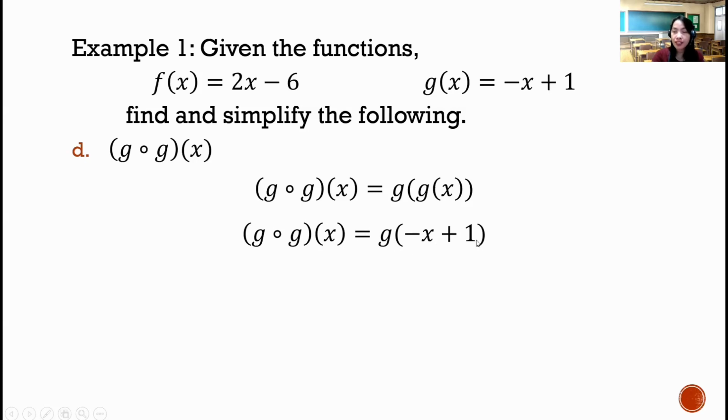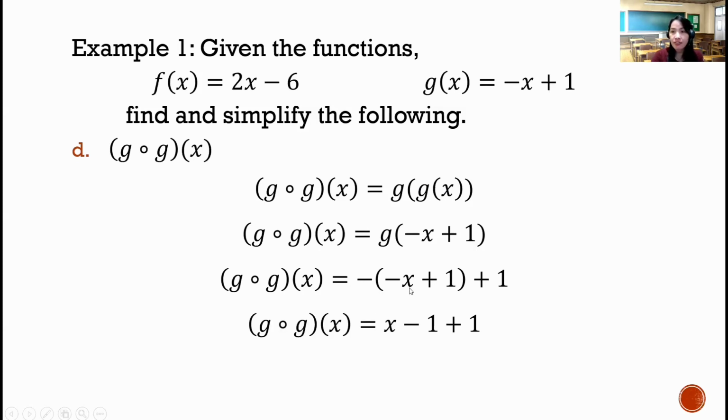So same process, all you have to do is to replace all the x variables with the given value of g of x, which is negative x plus 1. So that is negative times the quantity negative x plus 1 plus 1. Let's simplify. That is negative times negative x, that is positive x. Negative times positive 1, that is negative 1. And then copy plus 1. Final answer, we have x because negative 1 plus 1 is 0.